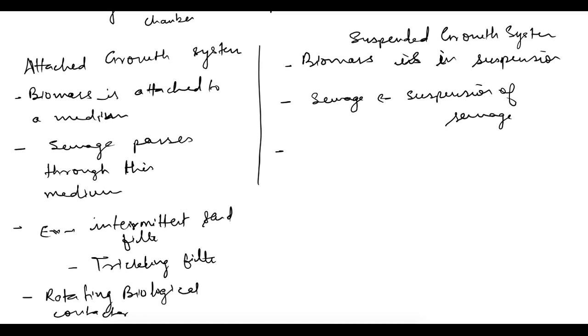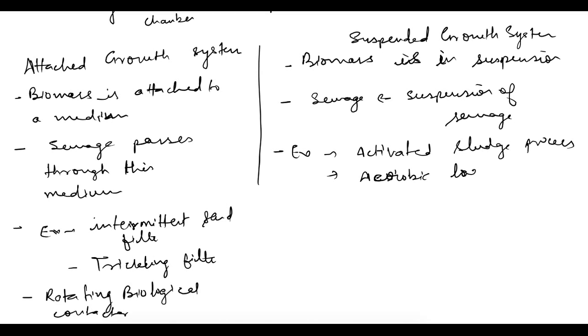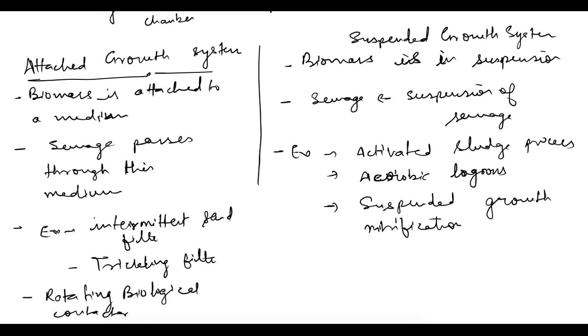And in case of suspended growth system, activated sludge process, apart from that aerobic lagoons, and suspended growth nitrification also comes under suspended growth system. Similarly one can be there for denitrification also. So here we'll see for attached growth system, that is trickling filter.